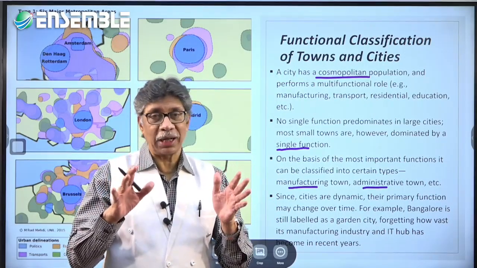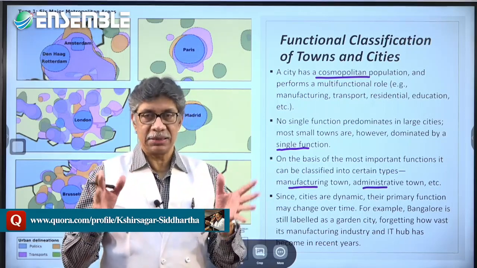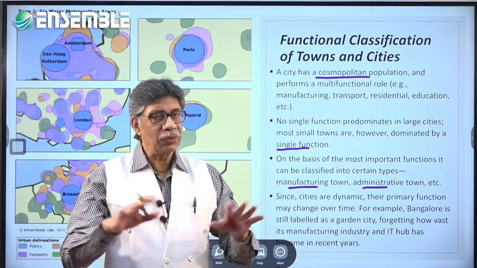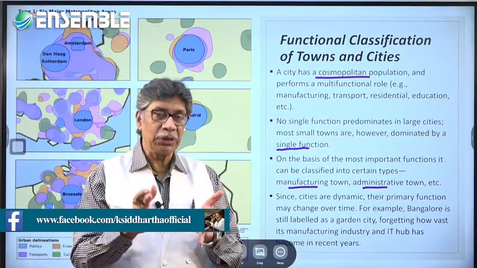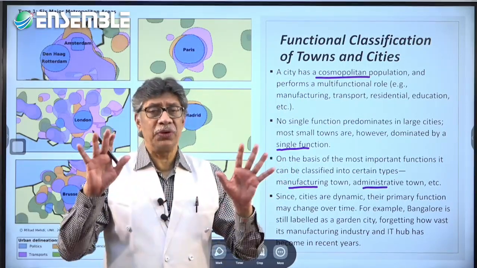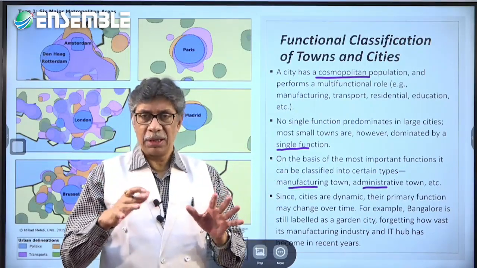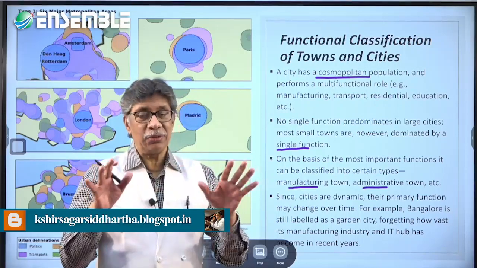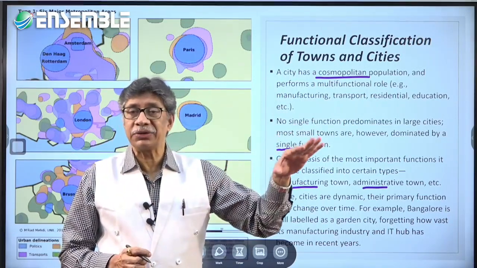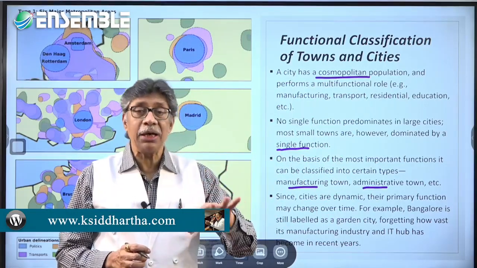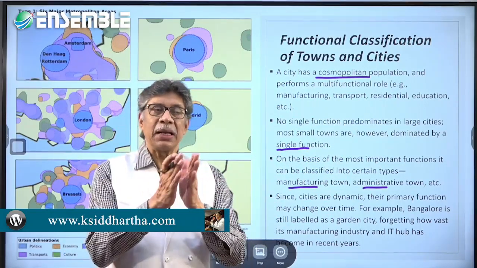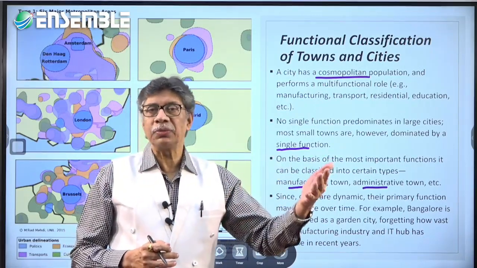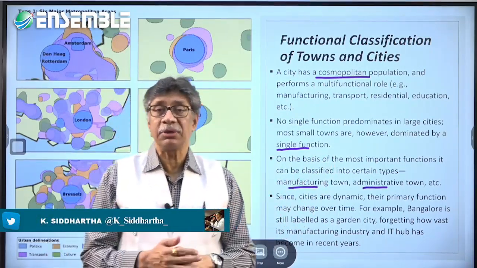For example, Bengaluru at one point of time used to be a garden city, largely because it had a very good vegetative cover. The people used to be very nice. The city was very, very livable. That has been a part of it. And now Bengaluru has a lot of manufacturing centers as well. It has a lot of IT hubs as well. That means its functions have been changing. Bengaluru doesn't perform the same function it used to perform some time back.